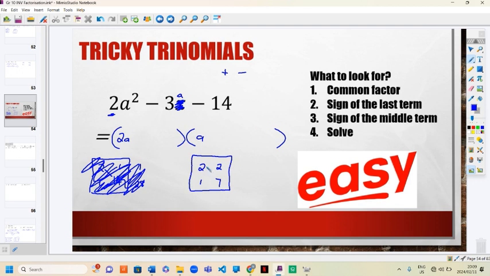So let's try this box over here. Let's try 2 and 2. What is 2 times 2? It's 4. Fantastic. And what is 1 times 7?